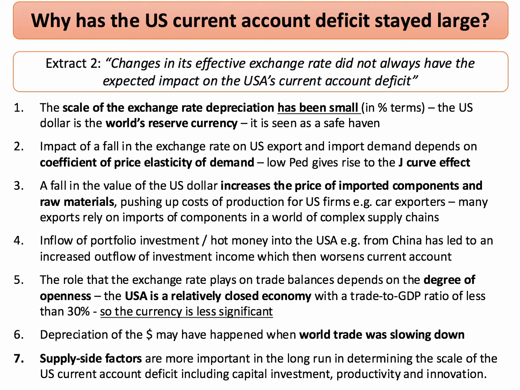So the extract clearly states this, that changes in its effective exchange rate did not always have the expected impact on the United States current account deficit. So this is an important phrase in the extract which really needs explaining and dissecting. Why might it be the case that even a falling dollar hasn't done much to put a dent in the size of the current account deficit for the USA?